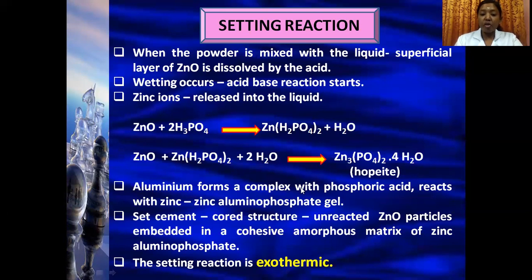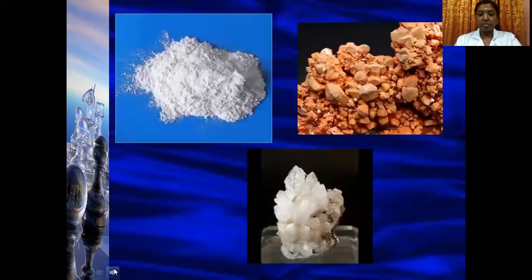So aluminum forms a complex with the phosphoric acid, and ultimately the set product, if you see, it is the structure of the set cement. If you see, it is a core structure. In the center, you have the unreacted zinc oxide powder particles, which are in turn surrounded or embedded in an amorphous matrix of your zinc aluminum phosphate gel. So overall, the setting reaction is exothermic, in the sense heat is liberated. So that's why while mixing your zinc phosphate, you have to mix it on a glass slab over a wide area, so as to dissipate your heat. This is the hopeite crystal structure, which is formed at the end of the setting reaction of your zinc phosphate cement.